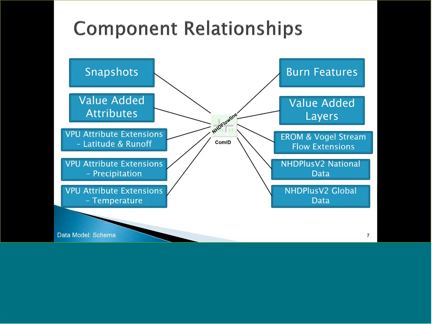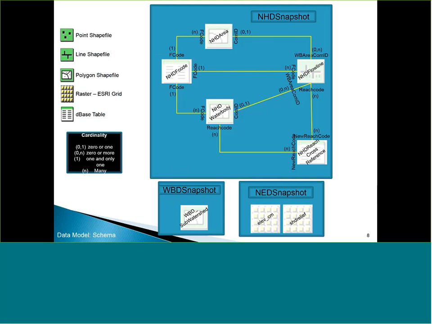The NHD feature class, called NHD Flowline, is the common link between all of the NHD Plus components. The primary relationship key is the NHD Flowline attribute called ComID. NHD Plus is built from NHD, WBD, and NED. Snapshots of the source data in these three datasets are included in the NHD Plus components. This diagram shows the snapshot component.